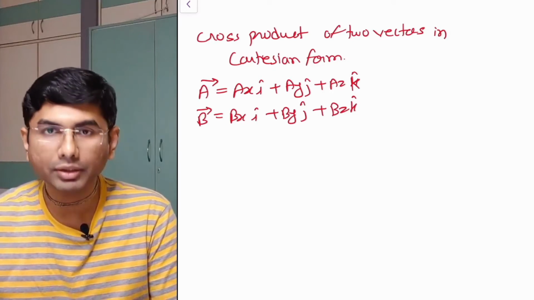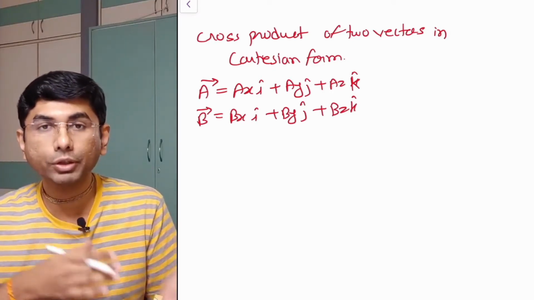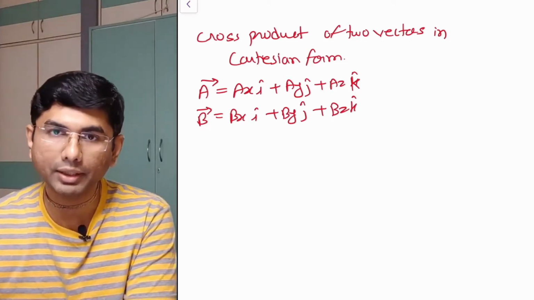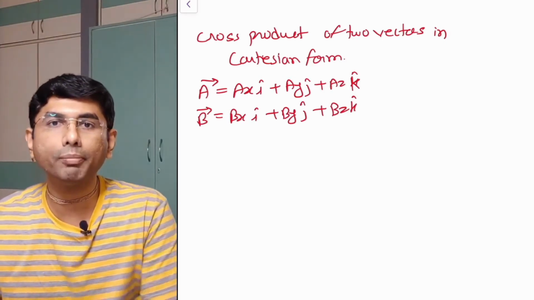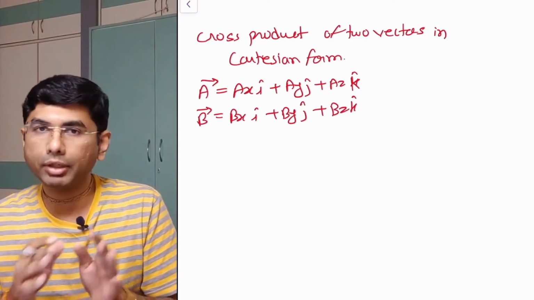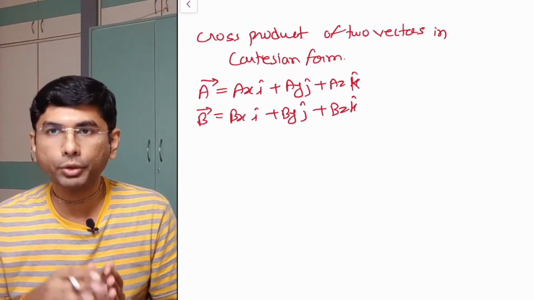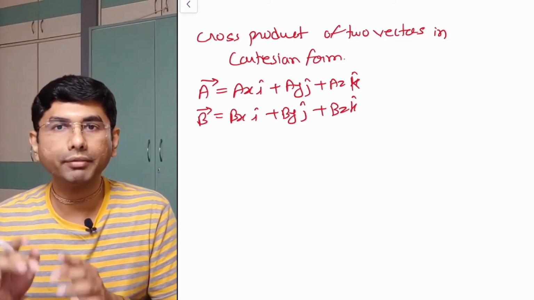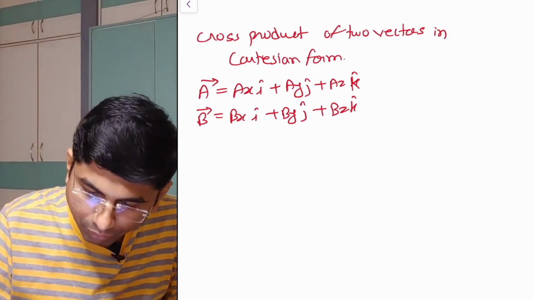We are having two vectors which are given in Cartesian format. Just now we saw how to do multiplication of orthogonal unit vectors. The same principles will be used here. Whenever I am multiplying, i cross i will be 0, j cross j will be 0, k cross k will be 0, i cross j will be k. For j cross k, here the sequence I have to just remember. What will be the sequence?